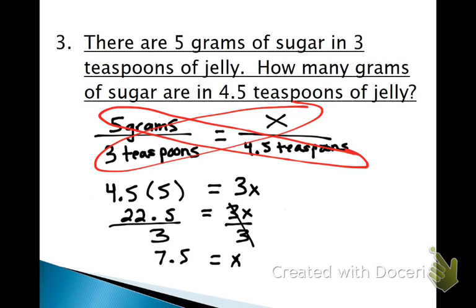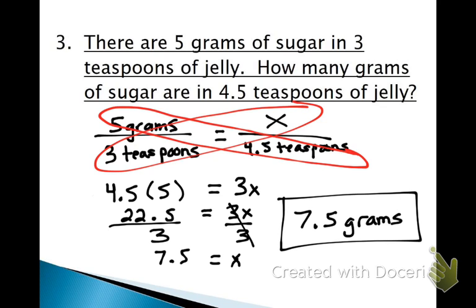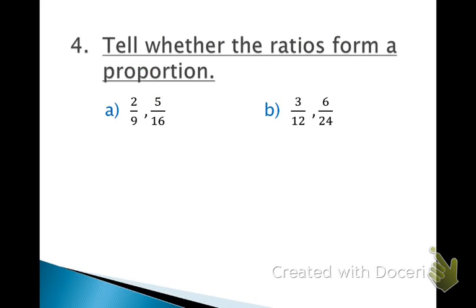Now, go back through. It's a story problem. Every time with a story problem, you're going to have some kind of units attached. So I always ask myself the question, how many grams of sugar are in 4.5 teaspoons of jelly? So what is my answer? 7.5 grams. So always make sure you've got units attached.